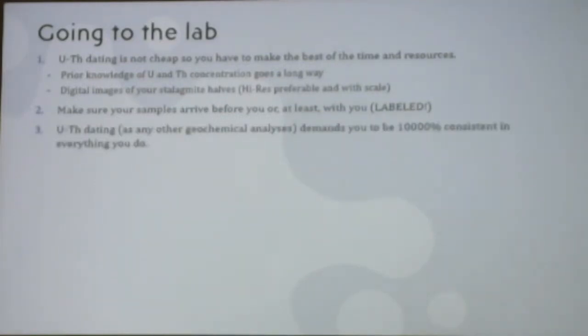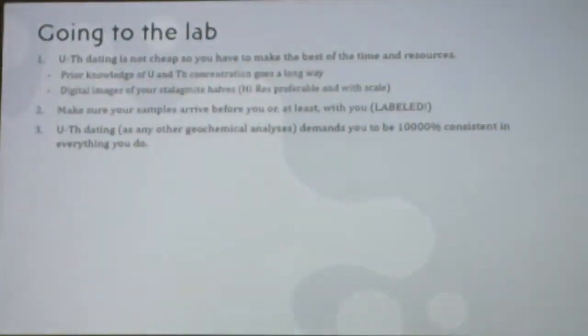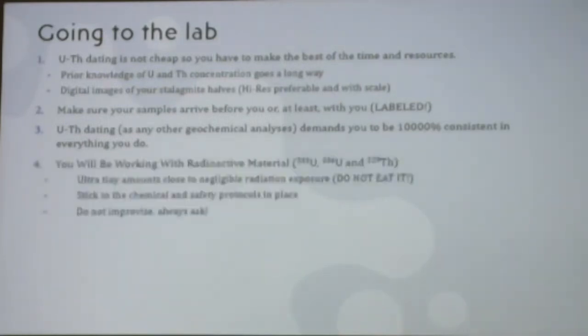When you're doing uranium thorium dating, it basically means that you have to be very, very consistent in what you do. All the samples are treated exactly the same, so you know that the tiny differences you can see are actually because the samples are slightly different, not because you did things slightly differently. So you have to be extremely consistent in everything you do in the lab.